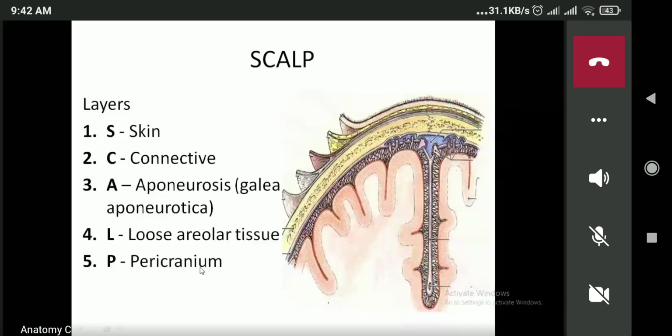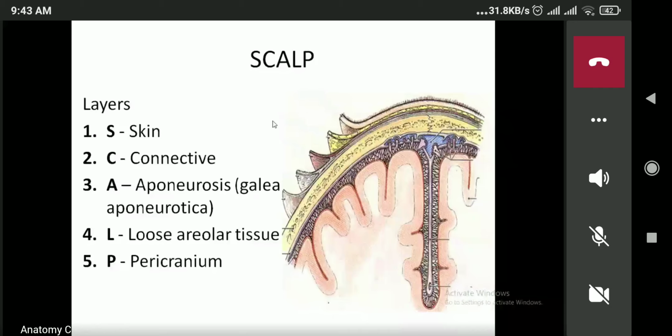So the first layer of scalp is skin. The second layer is dense connective tissue. The third layer is aponeurosis, which is the aponeurosis that connects the epicranius muscle. Then the fourth layer is loose areolar tissue, and the 5th layer is the pericranium, which is actually the periosteum itself, which covers the outer table of the bones of the skull. Just to recall: skin, dense connective tissue, aponeurosis, loose areolar tissue, and pericranium or periosteum are the 5 layers of scalp, which can be memorized by the mnemonic, the word SCALP itself.